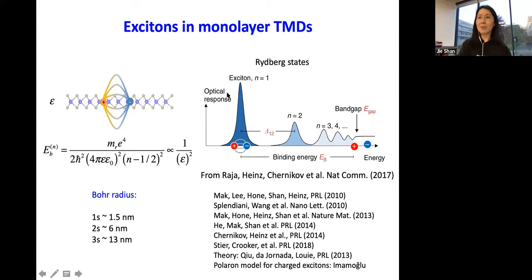This is something that Tony's lab has pioneered in the last decade. Just imagine we have a single sheet of semiconductor. Because the dielectric screening is substantially reduced, the electron and hole bind very strongly together, and the binding energy is on the order of half an eV if you don't have anything else surrounding it. The spectrum resembles the Rydberg states you see in a two-dimensional hydrogen atom. So you have 1s, 2s, 3s, until you hit the continuum, which is the band gap.